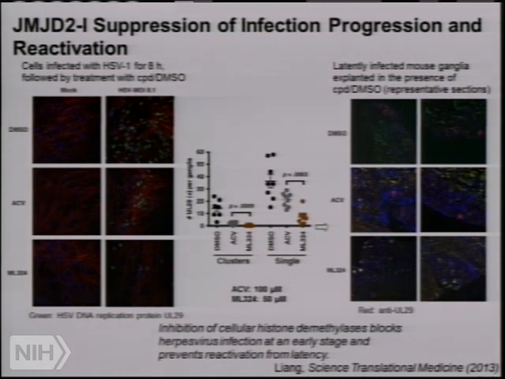As you can see, treatment with the demethylase inhibitor leads to almost complete obliteration of reactivated virus. Acyclovir also leads to reduction as expected, but nowhere near the levels achieved with the demethylase inhibitor, even though it's used at twice the concentration.